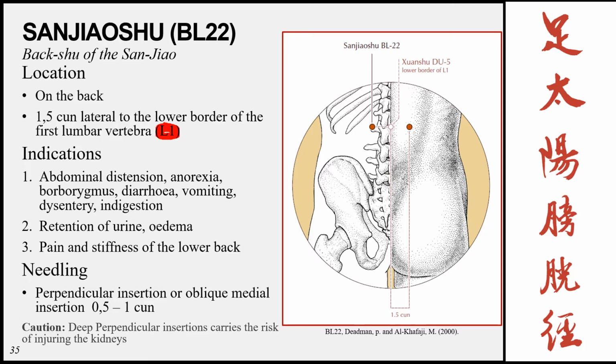Needling, once again, we can go perpendicular, so it's perpendicular insertion or oblique medial insertion, 0.5 to 1 cun. And the caution here is against deep perpendicular insertions, as this carries the risk of injuring the kidneys. And if you remember from anatomy, the kidneys lie in this region. So that's why we have to be careful of going too deep in a perpendicular direction.